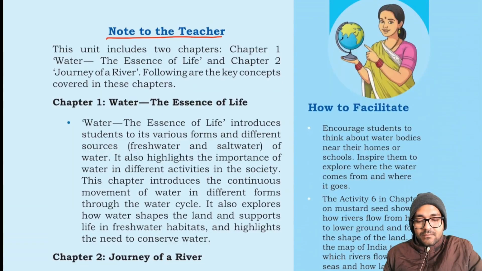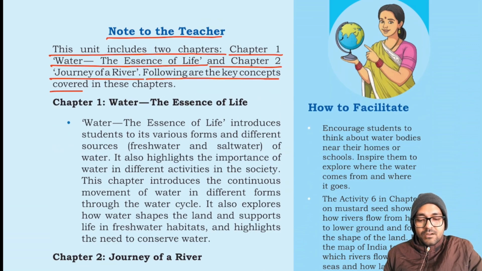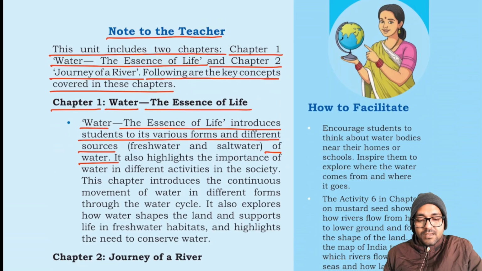Note to the teacher. This unit includes two chapters. Chapter 1, Water, the Essence of Life, and Chapter 2, Journey of a River. Following are the key concepts covered in these chapters. Chapter 1, Water, the Essence of Life. Water, the Essence of Life, introduces students to its various forms and different sources of water, such as fresh water and salt water. It also highlights the importance of water in different activities in the society.